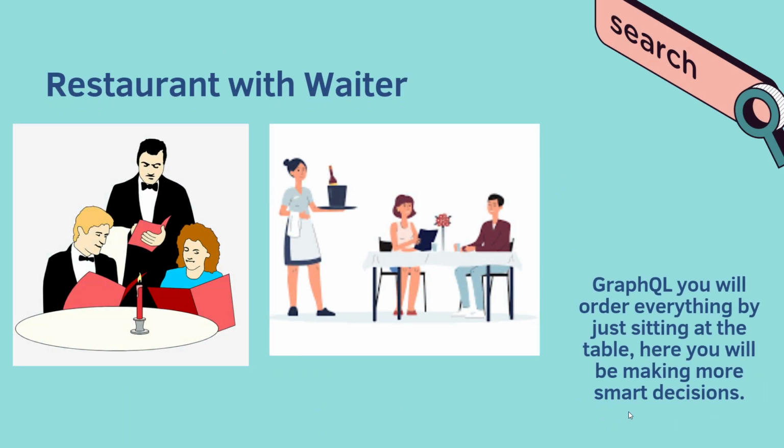But GraphQL has a smarter solution. It has a waiter with you. Whenever you go to a restaurant, he will simply give you a menu. You will sit on the chair at the table, and he will take your order.